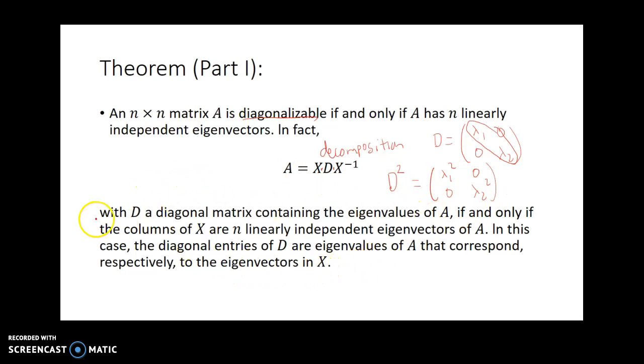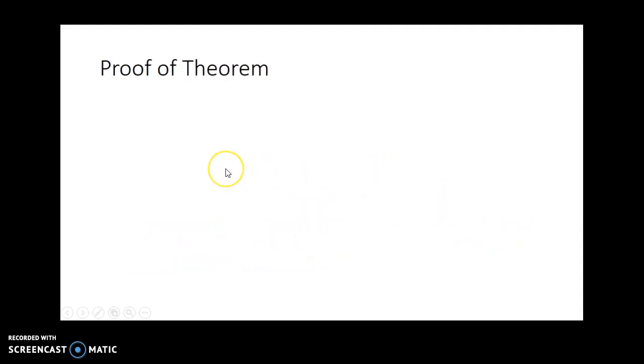So this is possible if and only if the columns of X are n linearly independent eigenvectors of A. So they have to be linearly independent eigenvectors of A in order for this to work. In this case, the diagonal entries of D are eigenvalues of A that correspond respectively to the eigenvectors in X. And then X inverse, of course, X has to consist of n linearly independent eigenvectors because otherwise X would not be invertible. So let's prove this theorem.